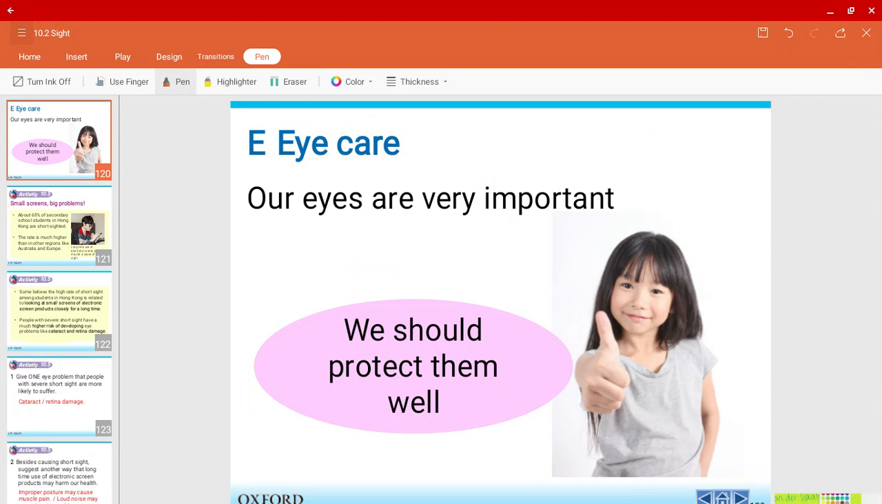In this video, we're going to sum up this topic, 10.2. We'll be talking about eye care, and finally, we'll be doing some questions. In the previous video, we've already learned about some common eye defects and eye diseases. We've also learned about short-sightedness and long-sightedness. So we now know that our eyes are super important, so we should try our best to protect our eyes well.